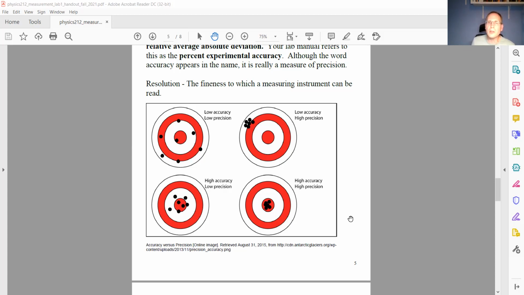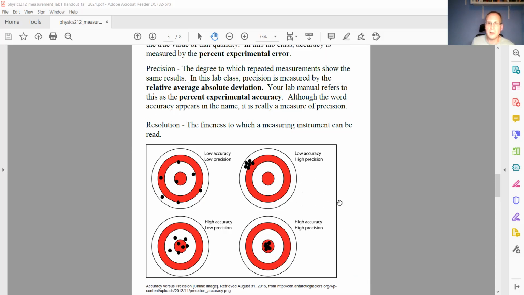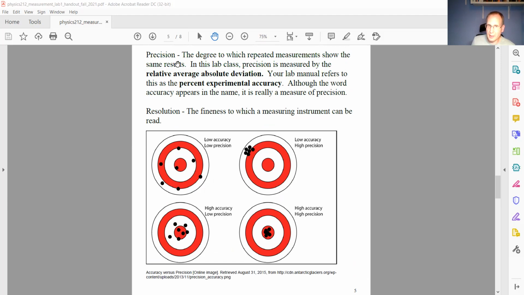Okay, so now I want to show you how to measure these things. How do we measure accuracy? How do we measure precision? I'm going to start with precision, because this is the longer, a little more complicated one to do.